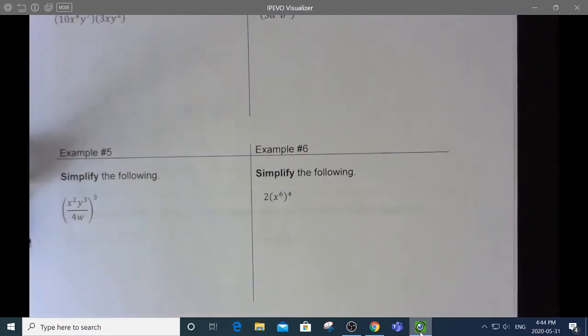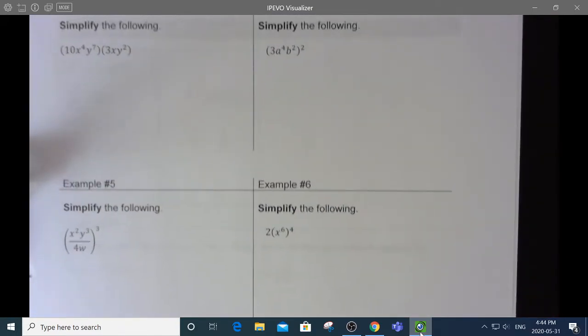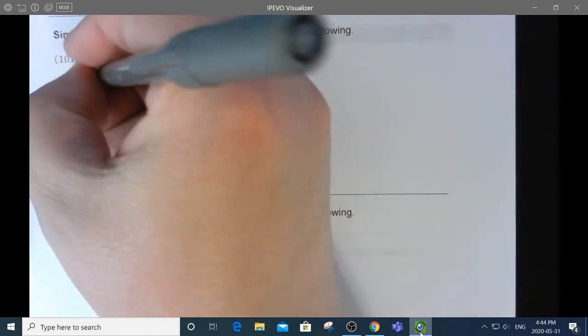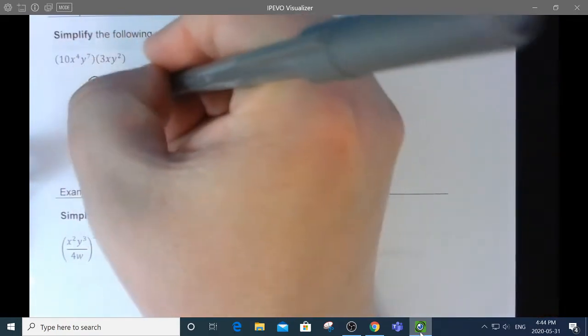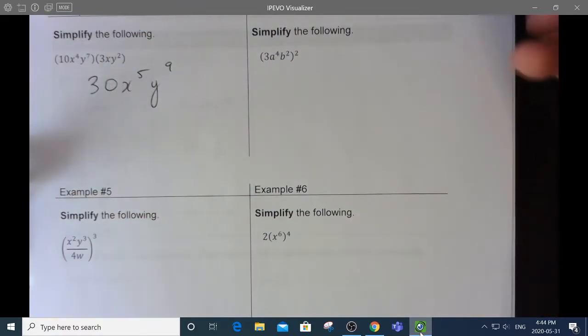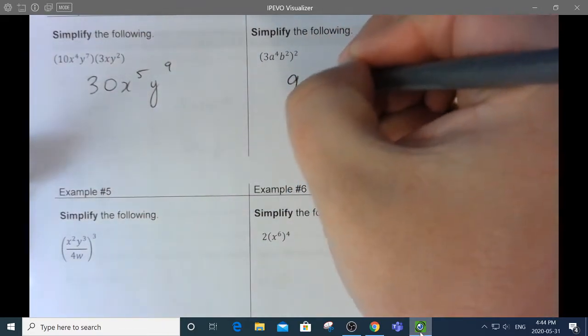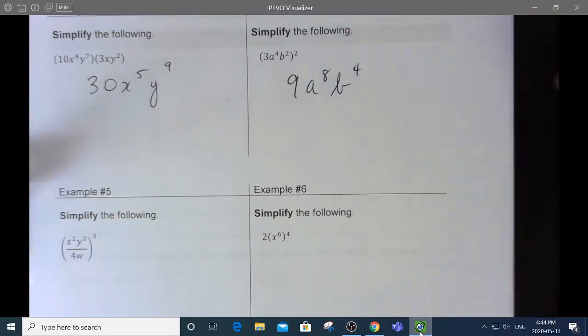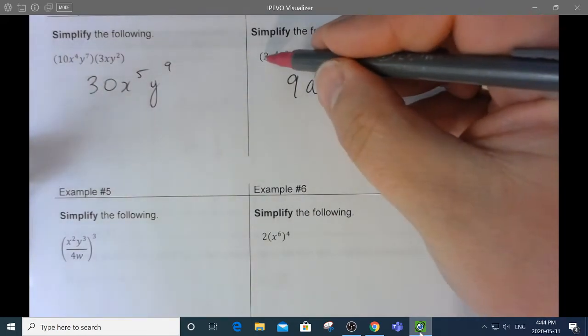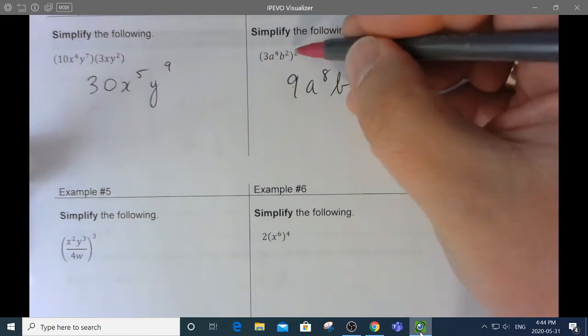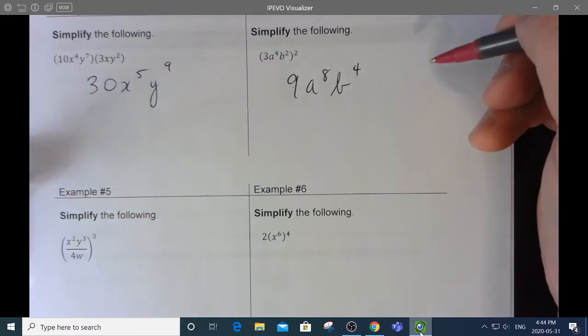All right, how did the next page go? Did you get 30 x to the 5 y to the 9? Here, did you get 9a to the 8b to the 4? Right? I'm still squaring 3, but these exponents get times by 2, not squared. Make sure that makes sense to you.